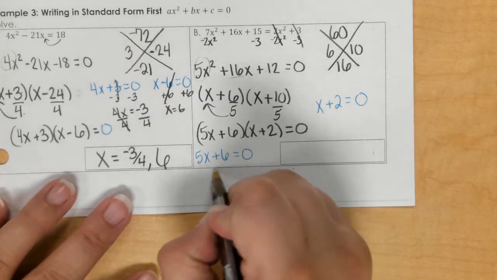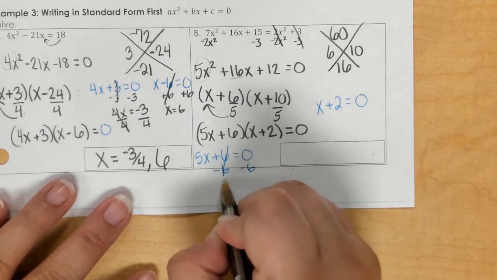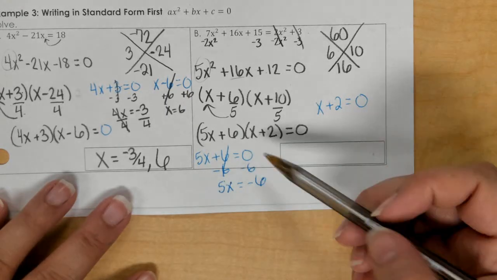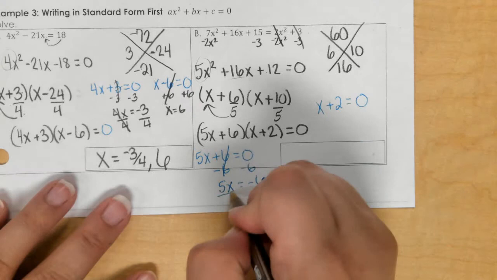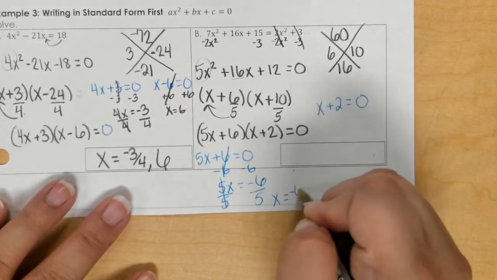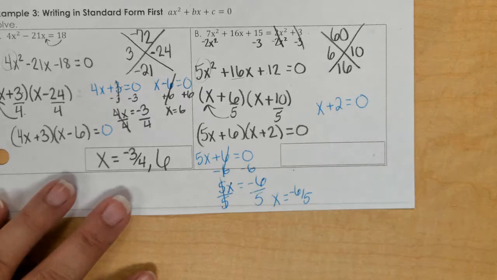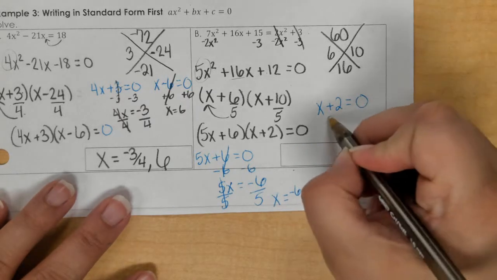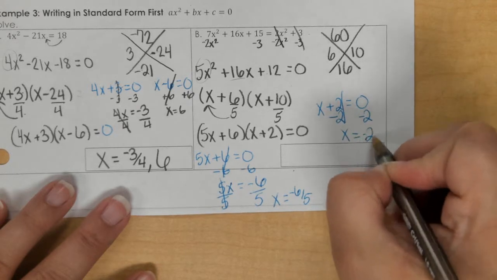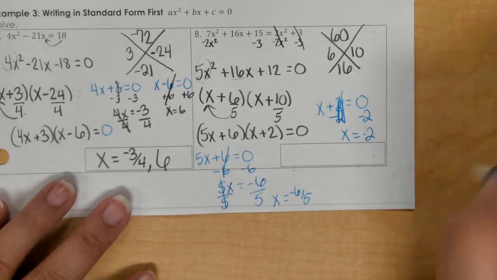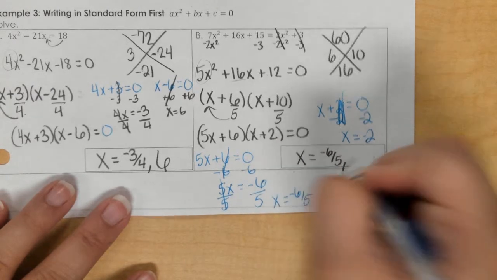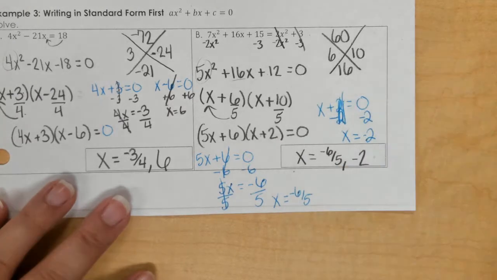So here I would subtract 6. So 0 minus 6 is negative 6. Then I divide by 5. And x is negative 6/5. Or I can subtract 2 and get x is negative 2. So my two solutions are negative 6/5 and negative 2.